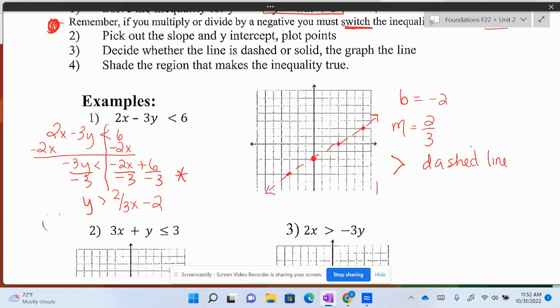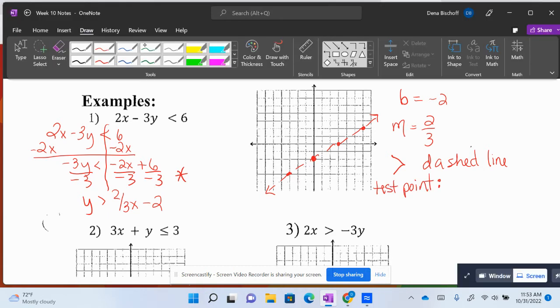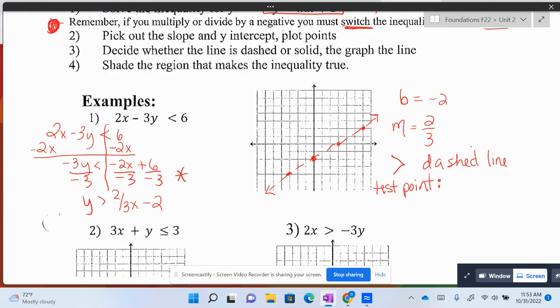Okay. So let's use the test point. What test point do you guys want to use? What's a point that we can use that's not on the line that's going to be the easiest point to plug in? 0, 0. So if I use the ordered pair 0, 0, it's going to tell us which way to shade. So remember, I'm just taking the y and the x and replacing them with a 0. So y is now 0 is greater than 2/3 times 0 minus 2.